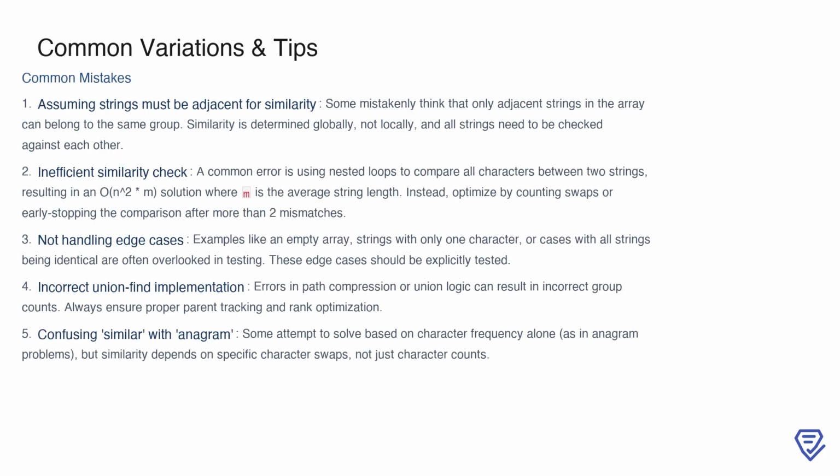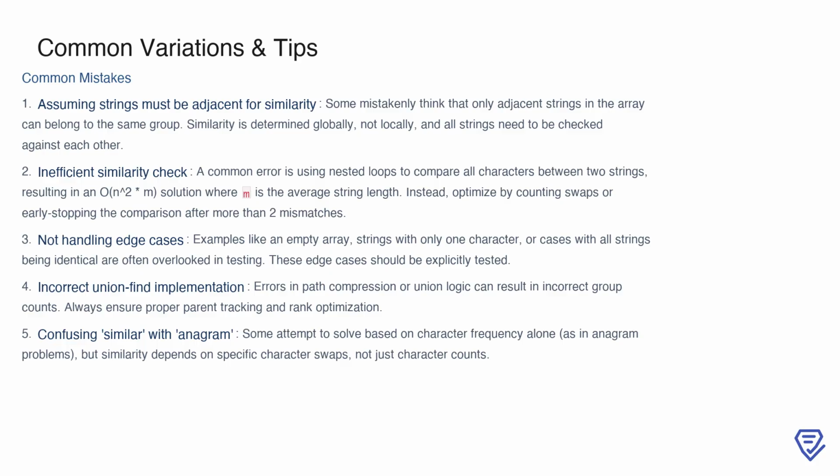When working on this problem, there are several common mistakes to watch out for. First, some people assume that strings must be adjacent in the array to be considered similar, but similarity is a global property. This means that each string needs to be compared with all others, regardless of their position. Another pitfall is the inefficient implementation of the similarity check. Using nested loops to compare every character of two strings can lead to a slow O(n² * m) solution, where n is the number of strings and m is the average string length. Instead, you should optimize this by counting swaps or stopping early if more than two mismatches are found.